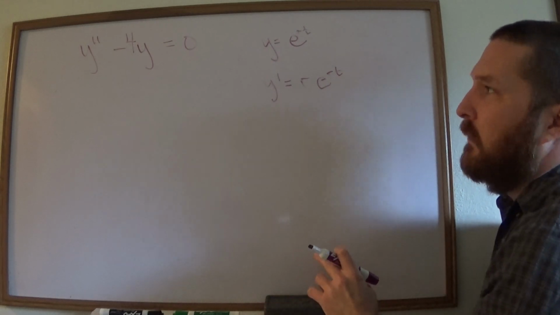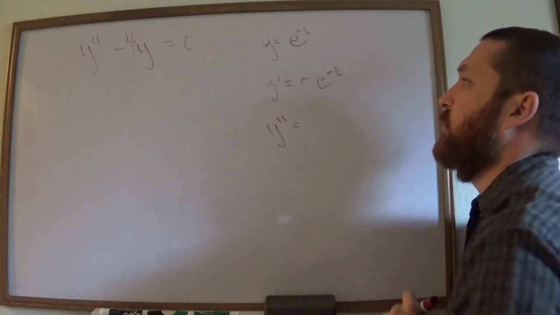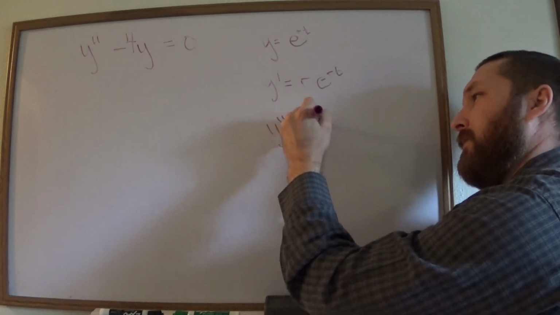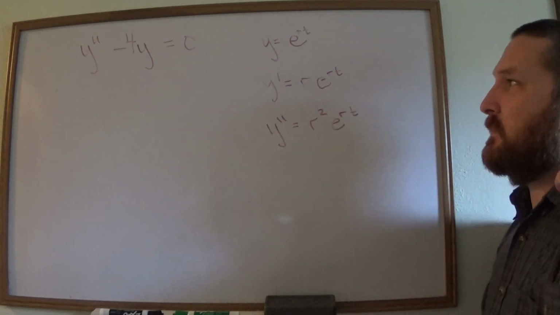Plug it in. Oh wait, no, take the second. It's not there yet, so we've got to get the second derivative, which is what? R squared e to the rt. Yep, r squared e to the rt. Now what do you want to do? I mean, I just told you what to do.